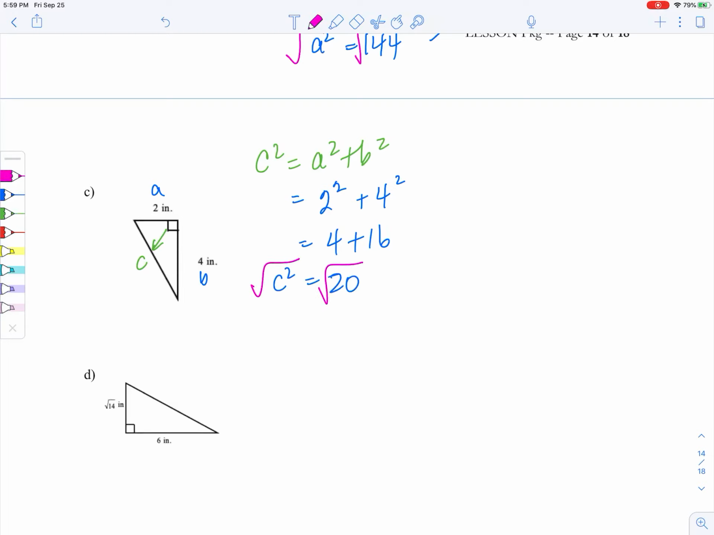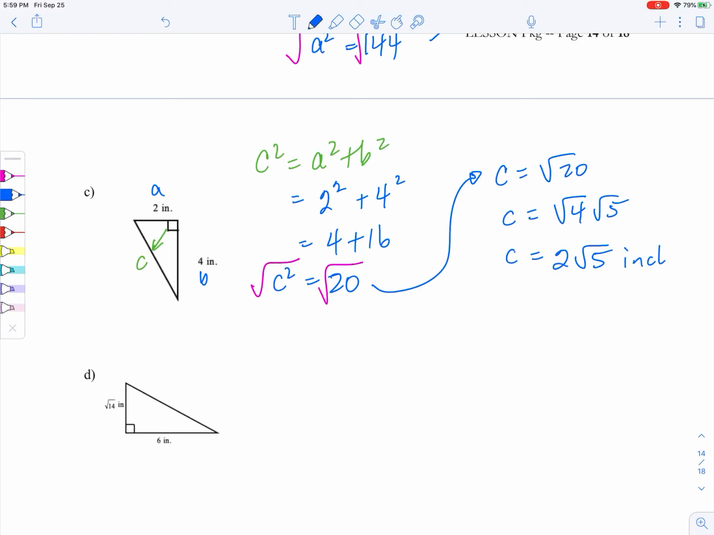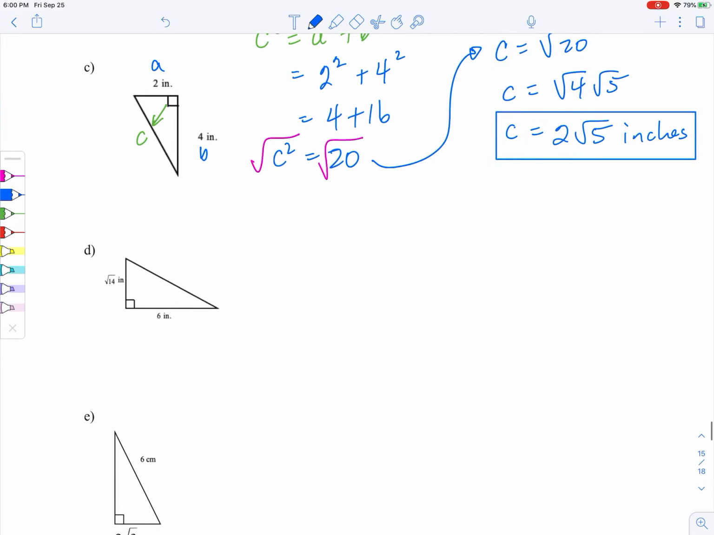This is the first time where we haven't had a, quote, nice number that we're taking the square root of. It's not a perfect square. So I get c equals root 20, but I can simplify it because 20 could be root 4 times root 5. So I get c equals 2 root 5, and then my units are inches. So that's how it ties in with the rest of this whole unit 3 on radicals.